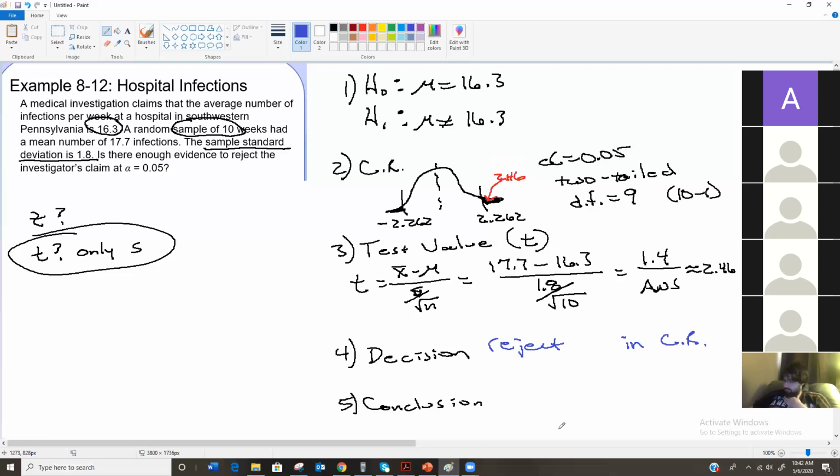And so for the conclusion, remember these are going to be fill in the blanks. So reject, and then here it'll be, so there is or is not enough evidence. There is. Yes, it's there is. It's always all positives or all negatives. So if we do not reject, it's because we're not in the critical region and there is not enough evidence to support. Perfect. See, it's the exact same thing, except we have to recognize that it's a T and do degrees of freedom. But everything else is exactly the same. Okay.